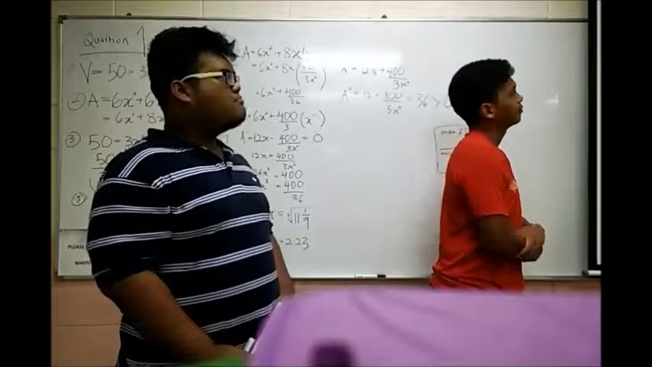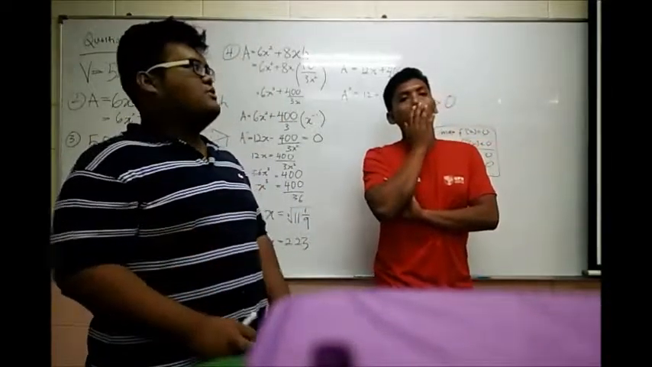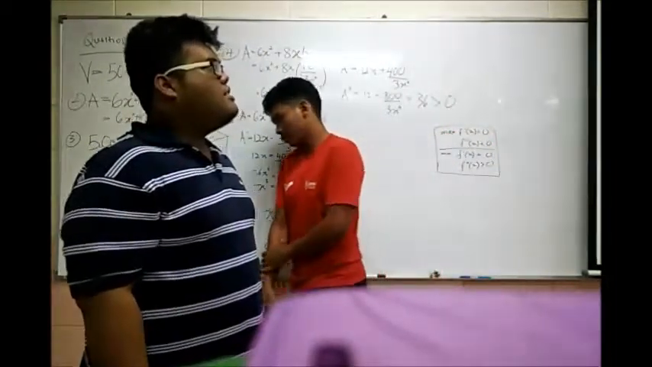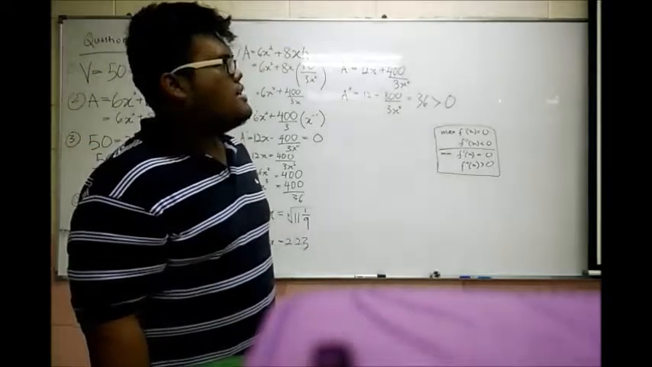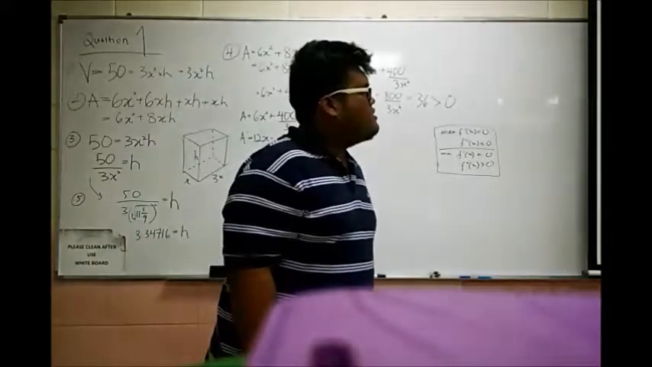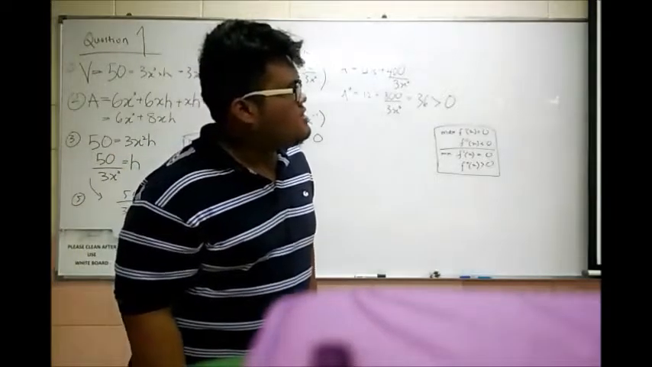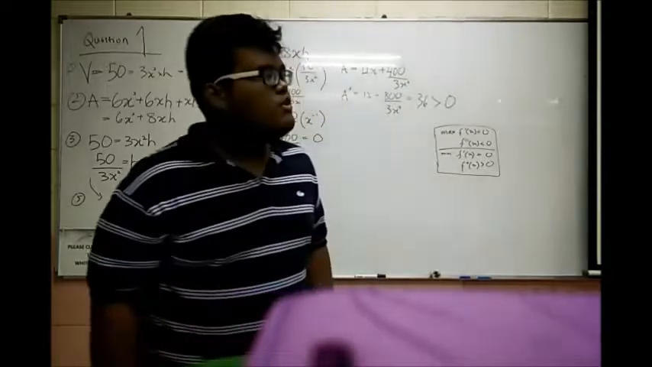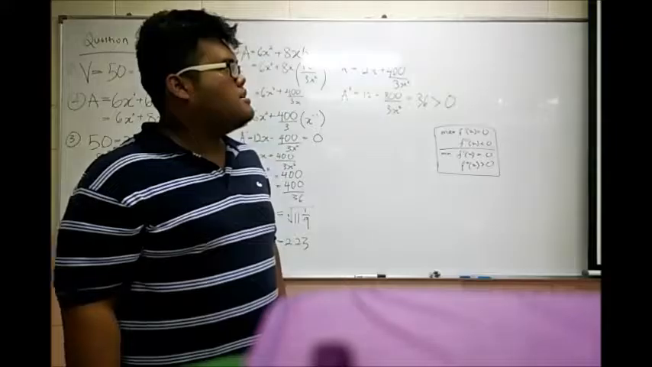Okay, first question. Before that, we have chosen questions 1 and 2, so let's move on with question 1 first. Let me read. The material used to build the top and bottom of a rectangular container costs $10 per square foot, and the material used to build the sides costs $6 per square foot. Note that its base length is 3 times the base width. If its volume is 50 feet cubed, determine its dimensions that minimize the cost to construct it.